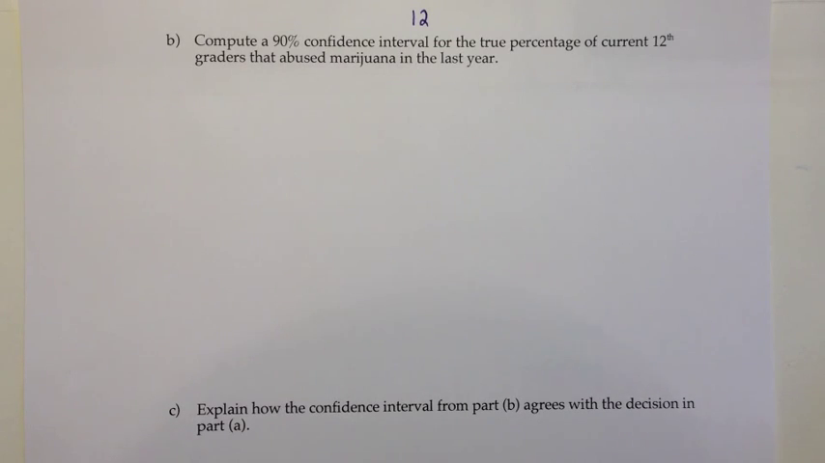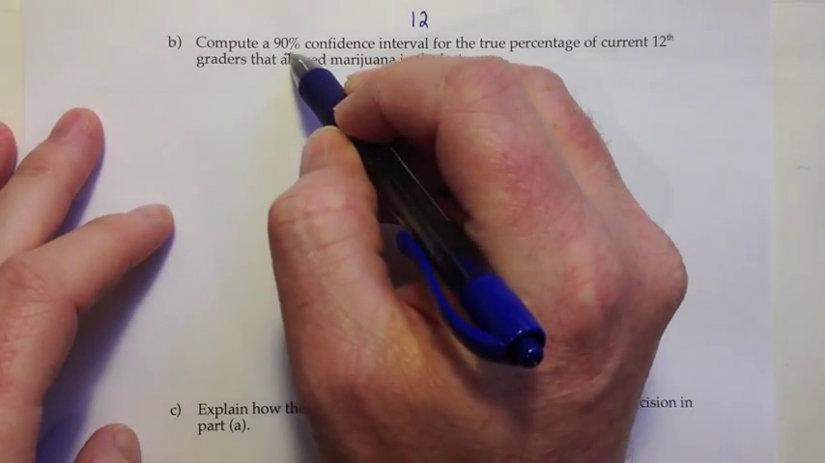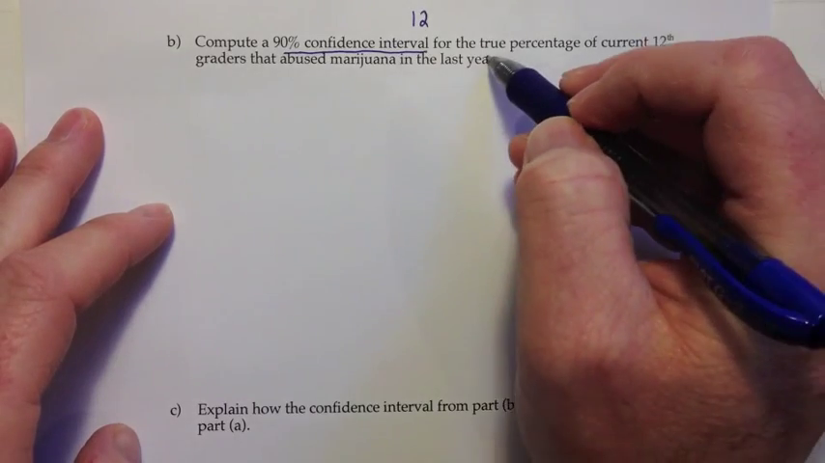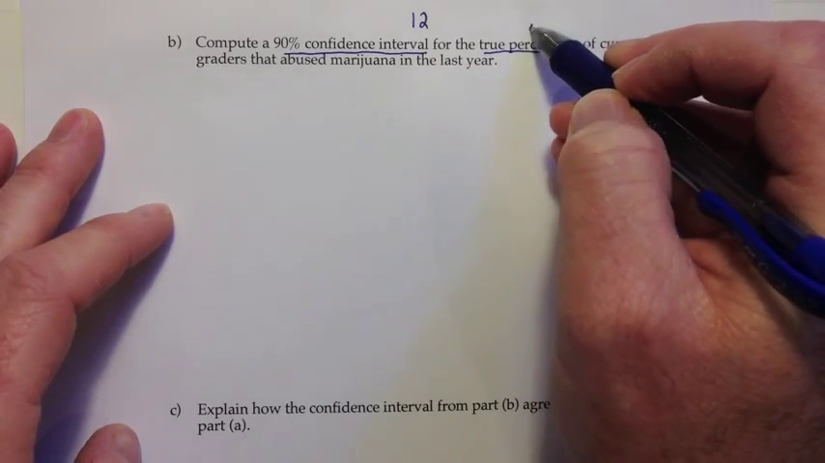Okay, as we turn the page, we're just going to be continuing on with some follow-up questions to that hypothesis test we just did about the marijuana abuse among 12th graders. So let's move on to Part B. Compute a 90% confidence interval for the true percentage of current 12th graders that abused marijuana in the last year. So they're asking us to do a confidence interval, and it's about the true percentage, which means it's about p.